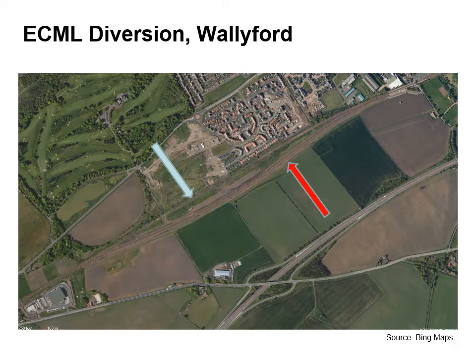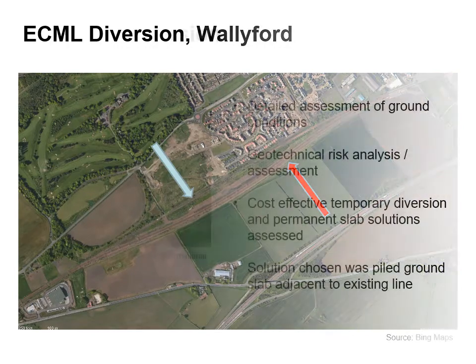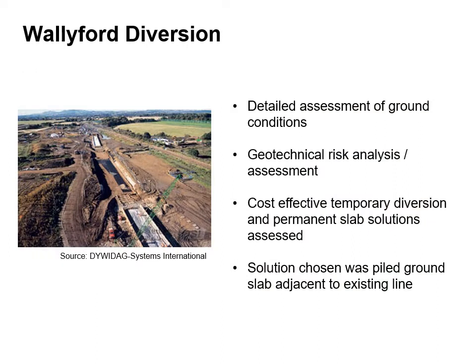Here you can see an aerial photograph of the diversion. The blue arrow shows the original line and the red arrow shows the diversion. So for the Wallyford diversion, there was a detailed assessment of the ground conditions. This also coincided with a geotechnical risk analysis. It was cost effective to have a temporary diversion and then construct a permanent slab solution. The solution chosen was piled ground slab adjacent to the existing line.